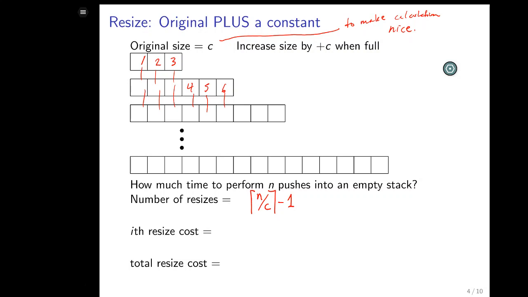Now, when I perform a resize, the cost of that resize depends on the current size. So the first time, when I was resizing something of size 3 to get to something of size 6, it took me 6 steps. The second time, when I went from 6 to 9, it took me 9 steps. So the ith resize costs me what?